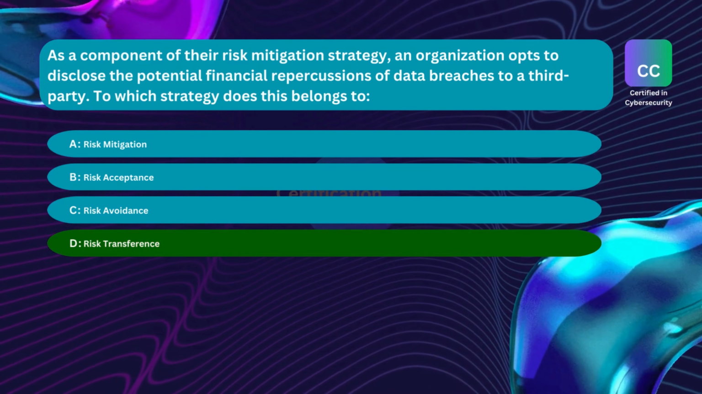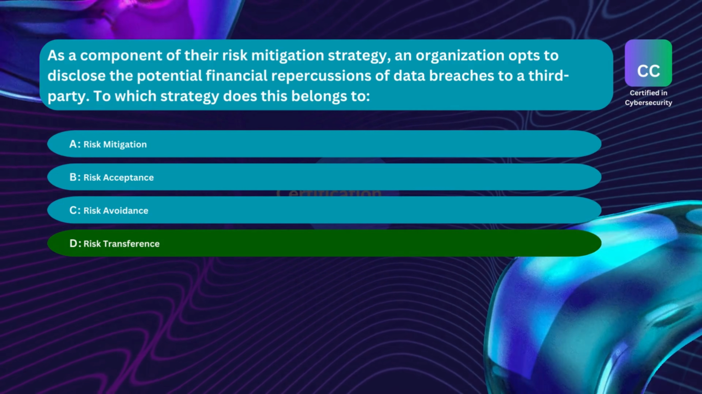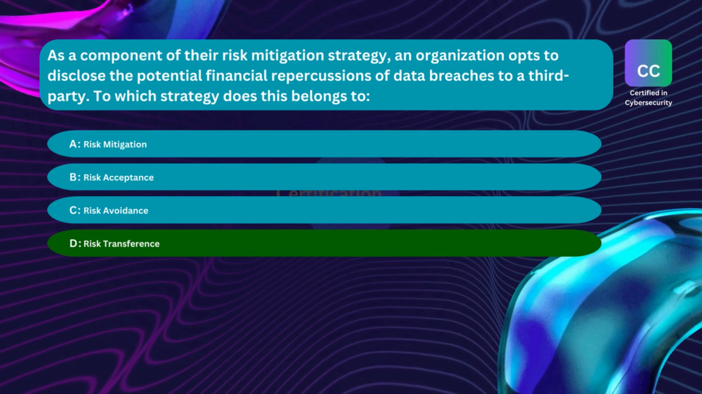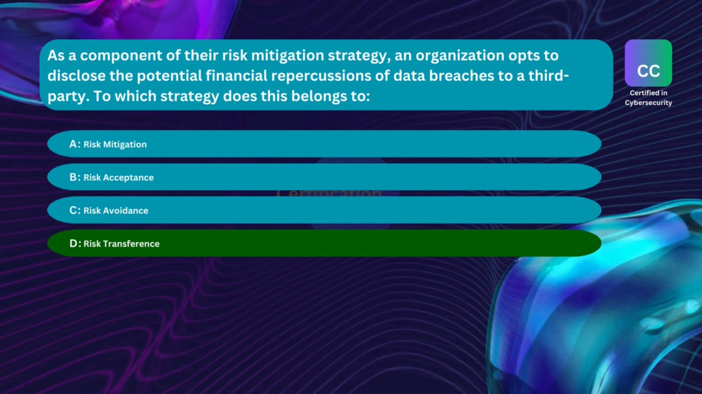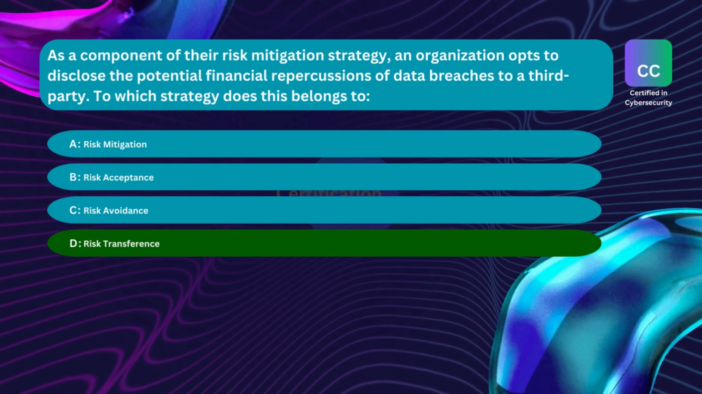The correct answer is option D, risk transference. Risk transference involves transferring the risk to a third party. This often involves insurance policies where the insurer agrees to bear the risk in return for a premium.